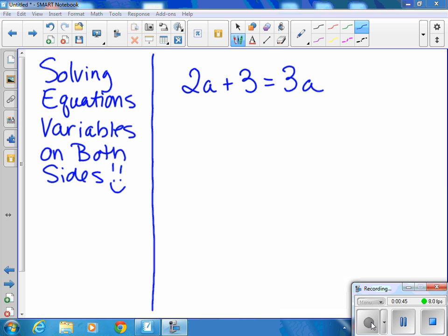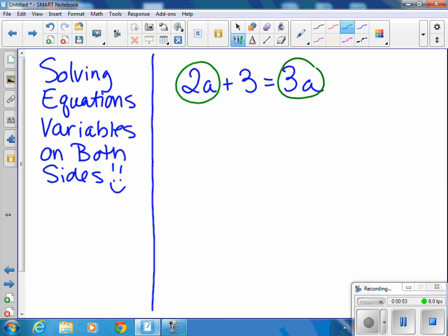So I'm going to take a look. I have a positive 2a on the left-hand side, and I have a positive 3a on this side. Well, I could do one of two things. I could either subtract 2a from both sides like this, because then it would cancel out on the left-hand side, and I would be left on this side with just a. That'd be one thing I could do.